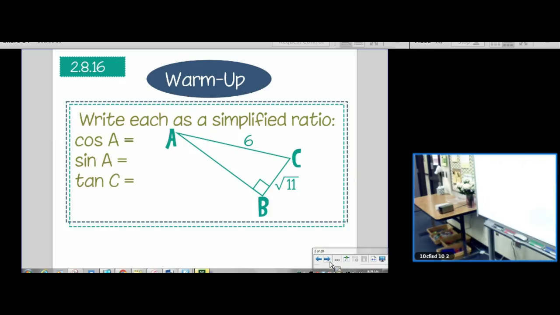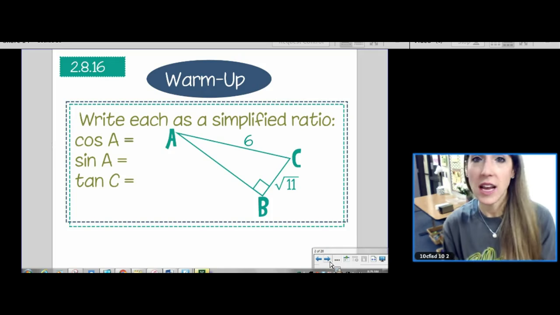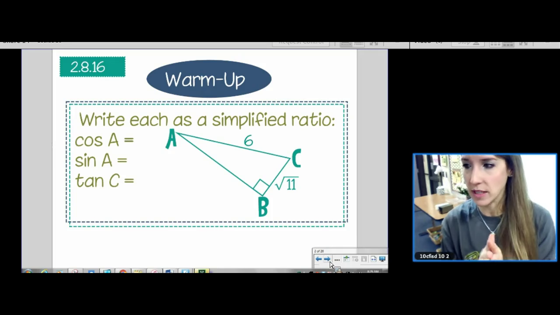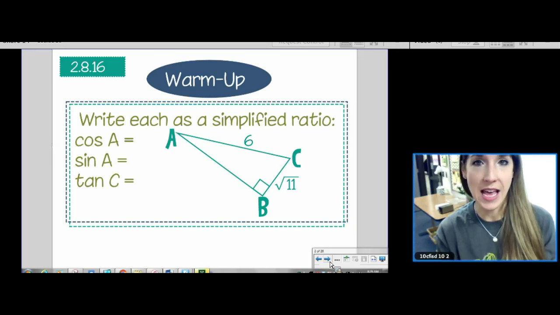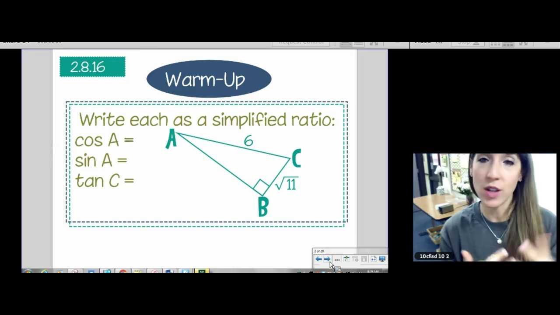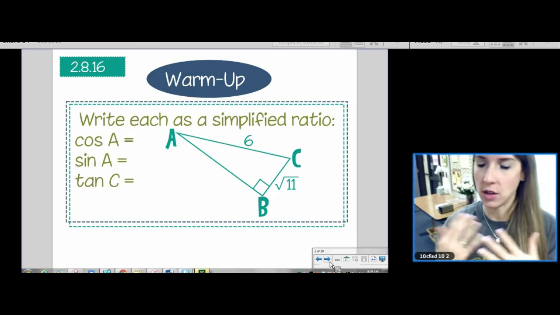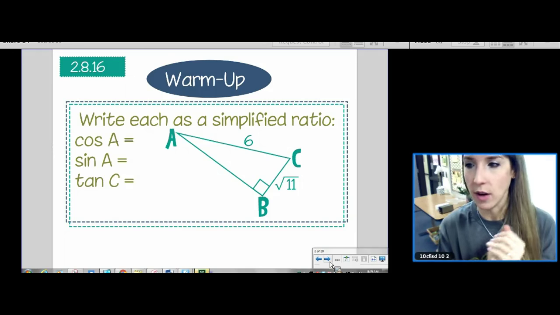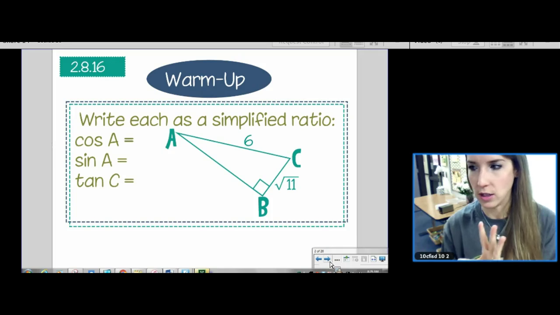All right, your warm-up says write each as a simplified ratio. Remember, these are the ones where we are not typing sine, cosine, or tan in our calculator at all. We're not even pressing those buttons. On these, we're just writing what the cosine of A is. We're not finding A. We're not solving for anything. We're just writing the ratio. So opposite over adjacent, or opposite over hypotenuse, or adjacent over hypotenuse. So practice doing that in the warm-up. Keep your answers as fractions.